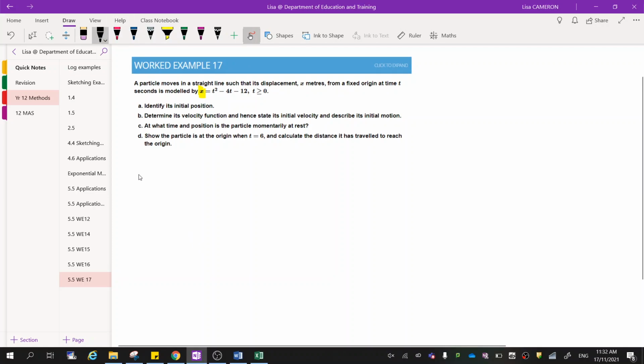So all we have to do in the first one is, in the x function, we're going to substitute in zero and find out what that is equal to, because that will give us its initial position. So x0 is equal to 0 squared minus 4 times 0 minus 12. So its initial position is minus 12 meters. And because this is a negative value, we would say that it is to the left.